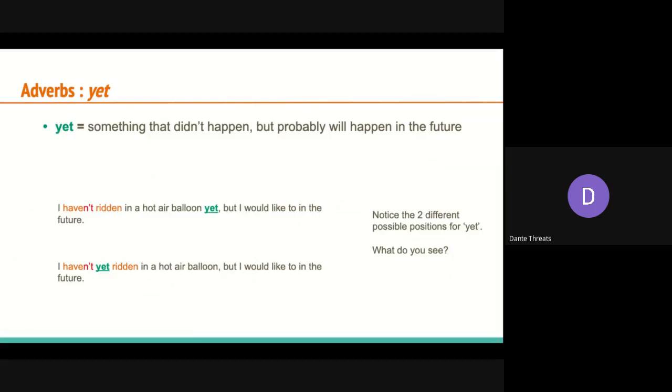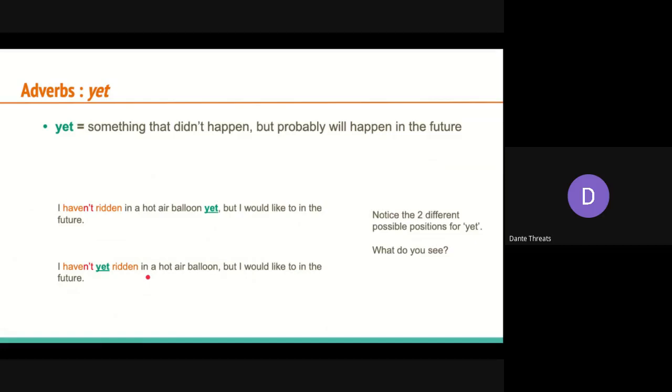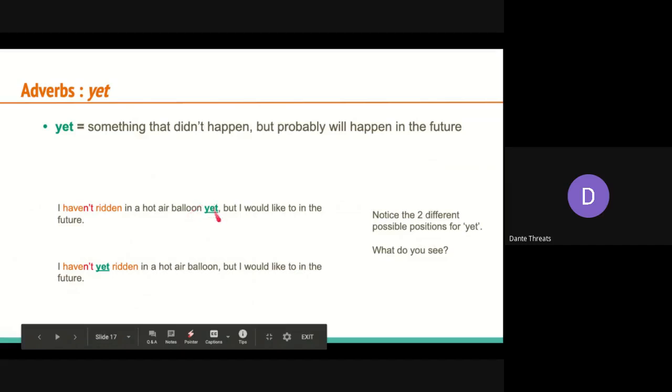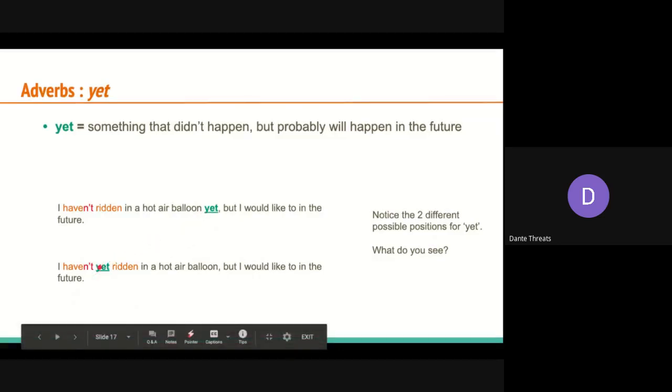Okay, exactly. So "yet" can go at the end of this clause here, or it can go in between the verb and the past participle. Okay, I haven't ridden in a hot air balloon yet, or I haven't yet ridden in a hot air balloon. Okay, this I think tends to be the most commonly used. But you can also use it in this way too.